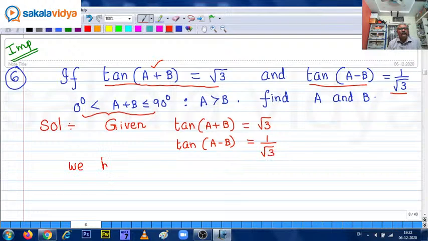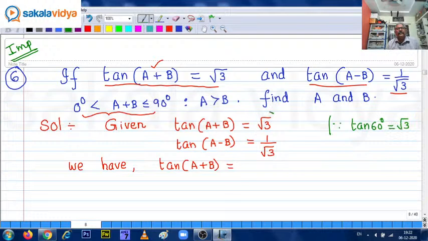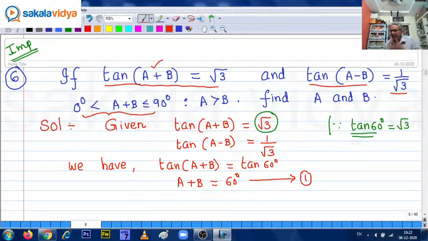We have tan of a plus b equals root 3. See, tan 60 degrees is equal to root 3. So in place of root 3, we can write tan 60 degrees. That means a plus b must be equal to 60 degrees. So we have a plus b equals 60 degrees, say equation 1.